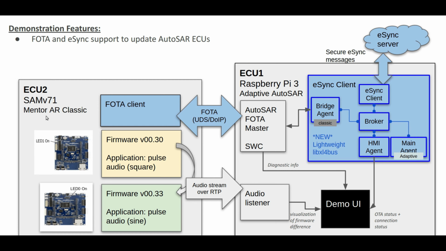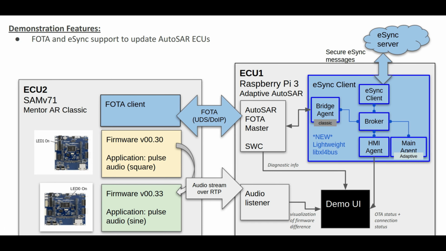Here, ECU2 can be compared to any classic AutoSAR ECU in the vehicle, and ECU1 can be compared to any telematics unit in the vehicle that communicates with the outer world. Here, the main functionality of ECU2 is RTP Talker, which streams the audio over RTP, and ECU1 is the RTP Listener, which streams the received audio data to the UI. In this demo, we will update the firmware of both ECU1 and ECU2.